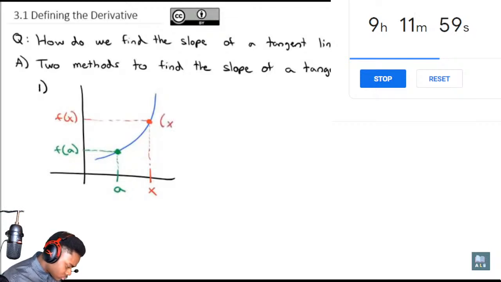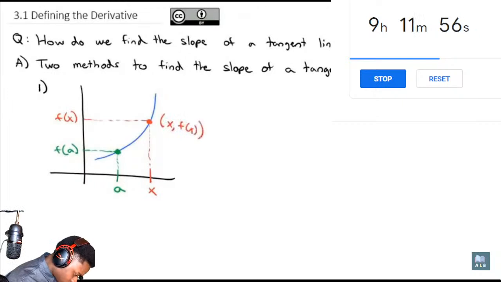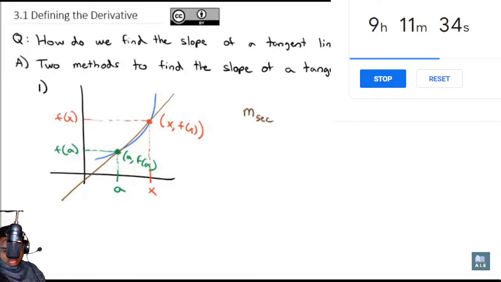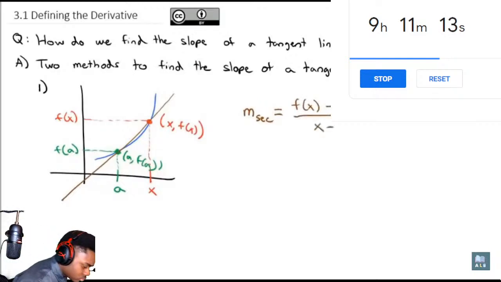So the coordinates of that second point in red are x comma f of x, and the coordinates of the point in green are a comma f of a. And the tangent line is the line that connects those two dots. Actually, that's a secant line. But actually, let's first talk about the secant line. What is the slope of the secant line? Well, to get the slope of the secant line, it's just the slope formula that we know already, y2 minus y1, divided by the subtraction of the x's. So for the slope of the secant line, that's going to be f of x minus f of a, subtracting the y's, divided by x minus a, subtracting the x coordinates.